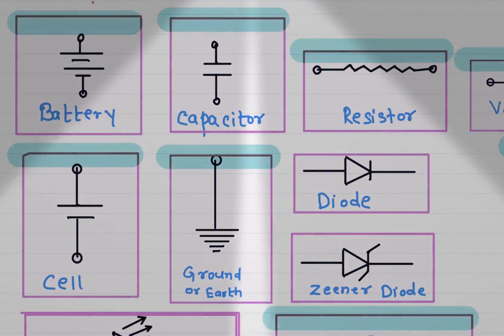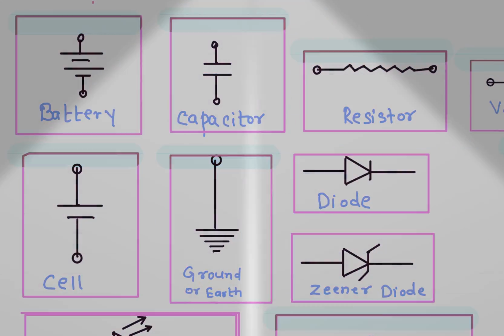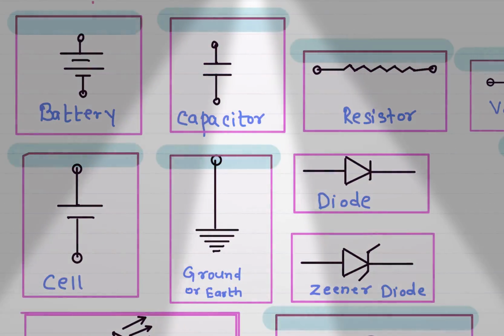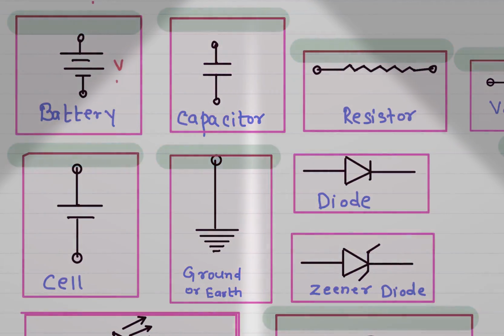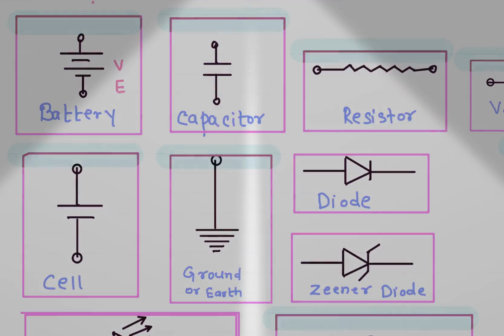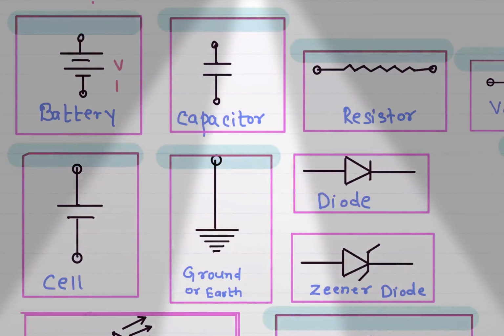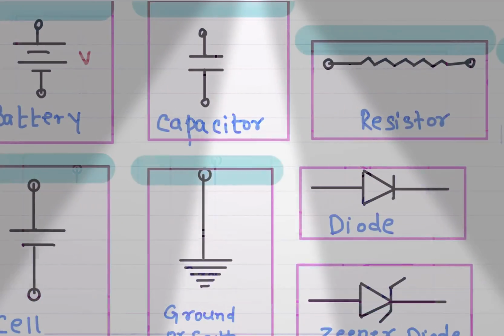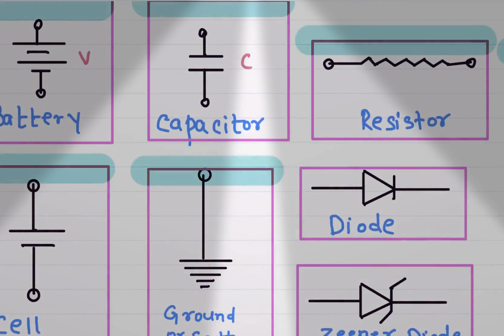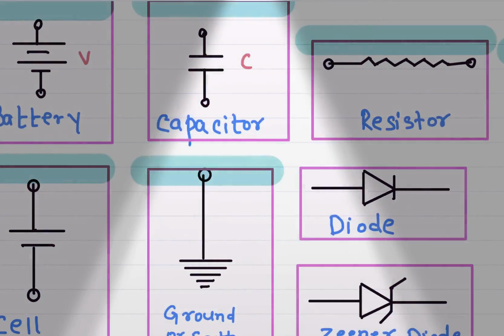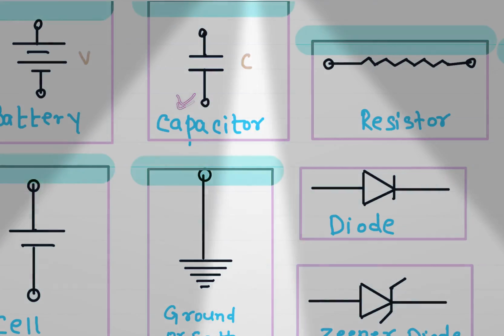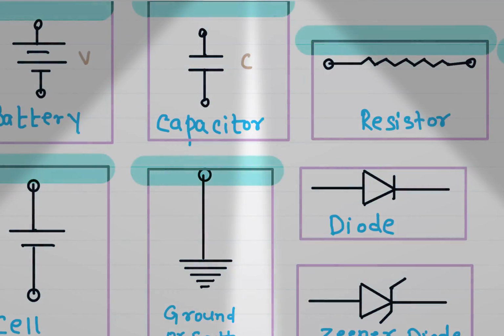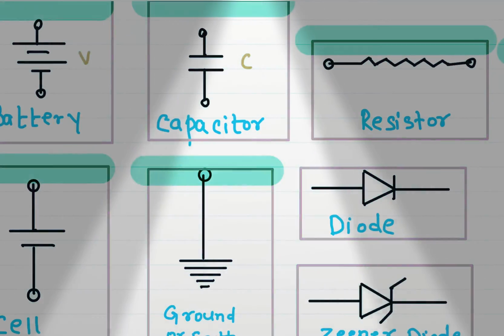A capacitor. The battery is denoted by V, or sometimes even the electromotive force. So it's simply called the V, and the capacitor is denoted by C. And the capacitor stores charges, or it stores electrical energy in the form of electric field.